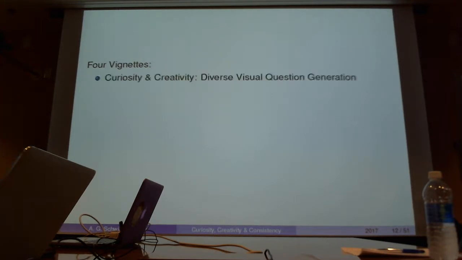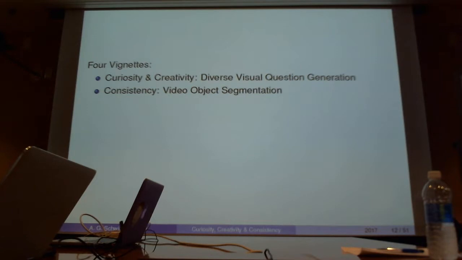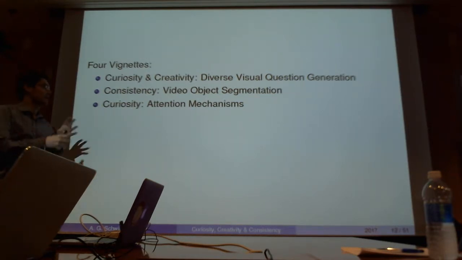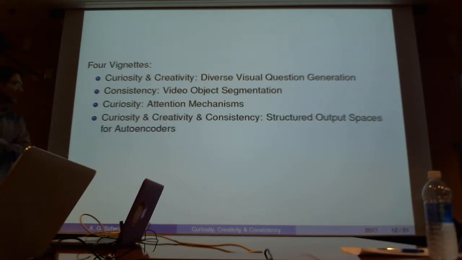And I'll start with showing some recent work that I put into this category of curiosity and creativity. What we did was we took images and we asked the computer to generate questions that fit the observed scene. But not only was the computer required to generate a single question, it was required to generate a whole set of questions that match. Then I'll talk a little bit about video object segmentation, and I think that could be of great interest to many of you here as well. And also attention mechanisms is something that we have been looking into, and I'll show how we look at that from a deep learning point of view. And then, if time permits, I'll talk a little bit about graphical models at the very end, where we model structured output spaces for those generative techniques.